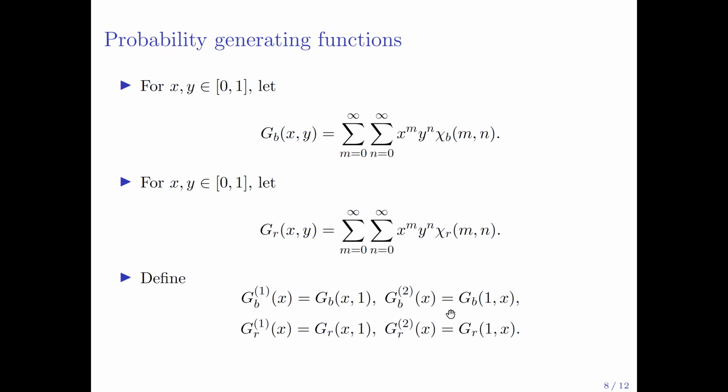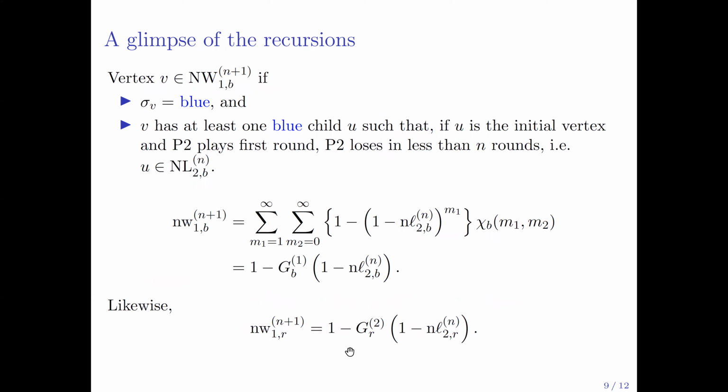And then here are some special notations. Basically, these are notations I introduced to make my life simpler, where one of the coordinates in these two functions equals 1. G sub B superscript 1 of X means that the first coordinate is equal to X, but the second coordinate is equal to 1. All these come in handy when I am solving the recursions. These are just notations, and I can come back to show you these in case you forget.